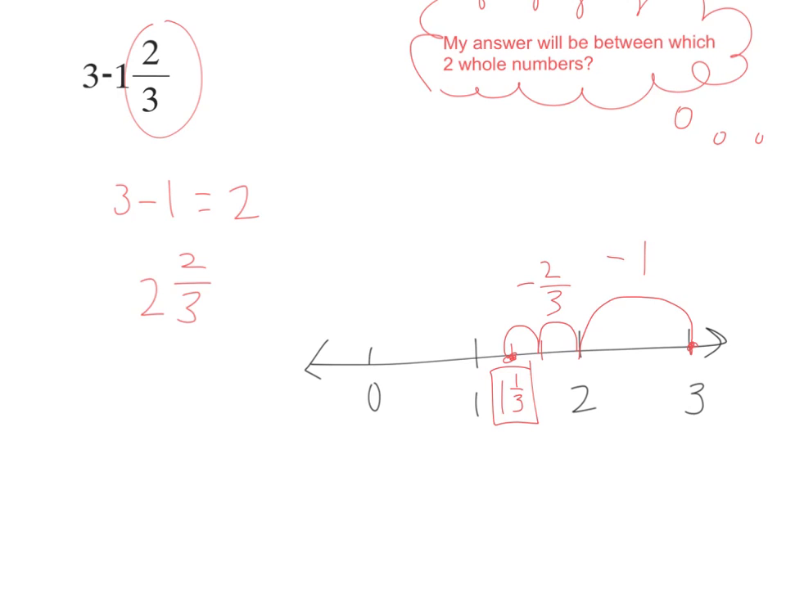What two whole numbers is our answer in between? 1 and 2. Ella, how come our answer is between 1 and 2 and not 2 and 3 like we previously thought over here? After we subtract 1, what whole number are we at? 2. And we have to subtract something else. So can our answer be between 2 and 3? No. It needs to instead be between which two whole numbers, Ella? 1 and 2. Very good.